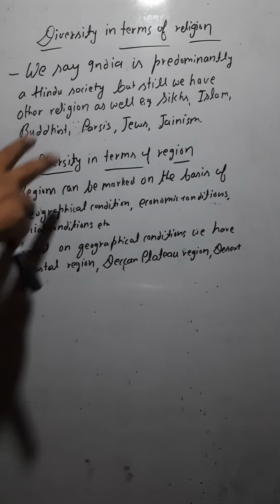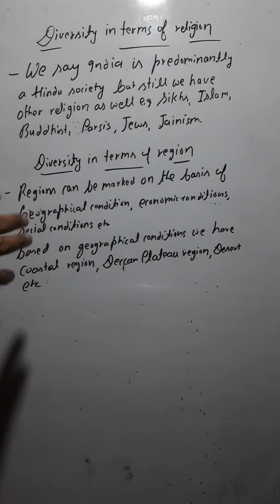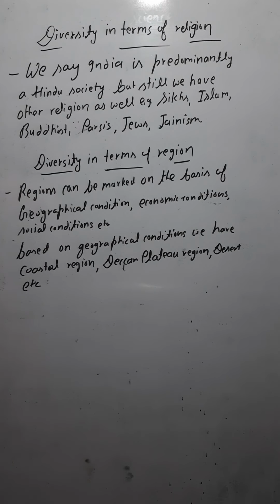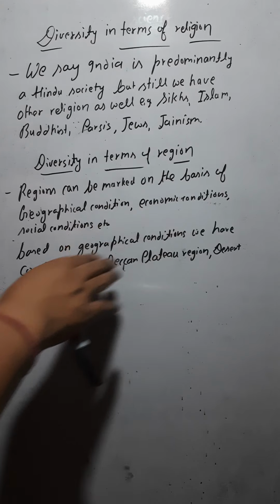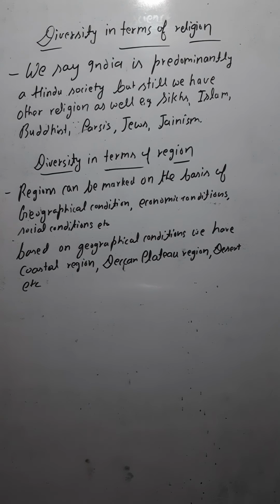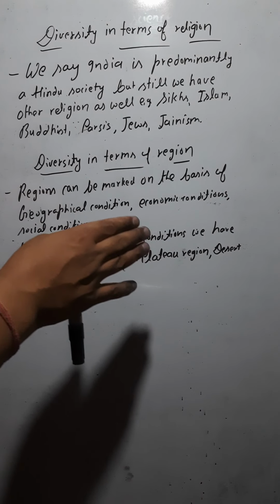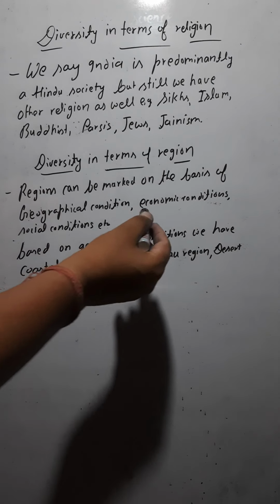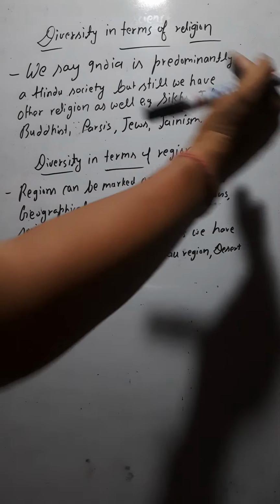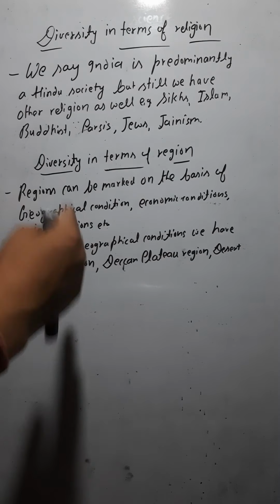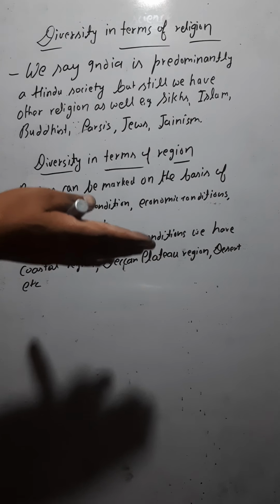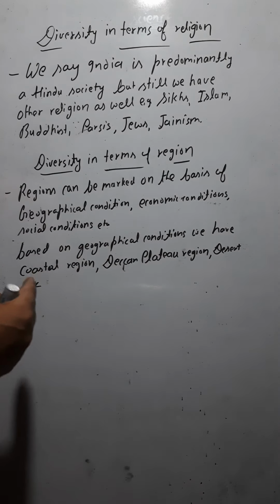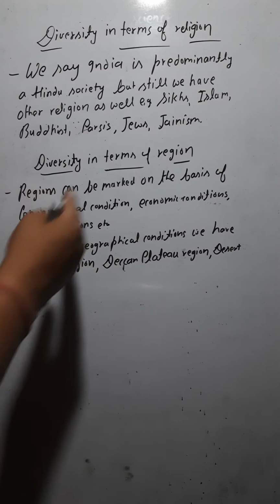Now if we are talking about diversity in terms of region, the region can be marked on the basis of geographical condition, because different regions have different geographical conditions. Then we can mark the region on the basis of economic condition also, like poor, rich, etc. On the basis of economic condition we can have three categories. Some are developed, like in the plains we have developed areas. Some are underdeveloped. And some are very far from development, where there is no development taking place.